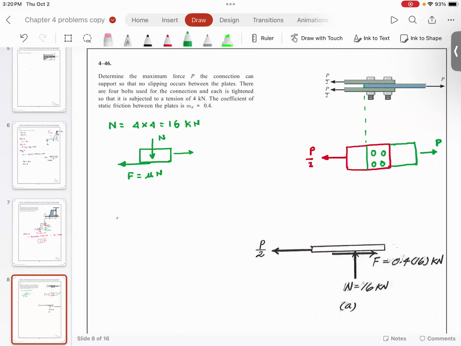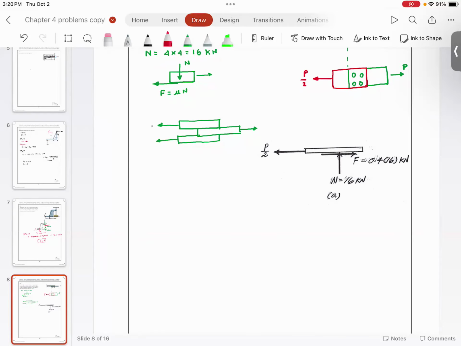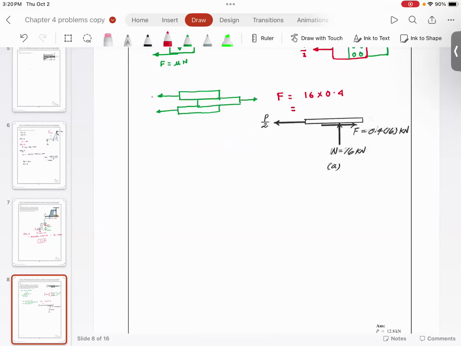So if you look at the coefficient of friction 0.4 and normal reaction 16, the frictional force that is going to resist the motion of this plate is going to be 16 times 0.4, so F is equal to 6.4 kilonewton.